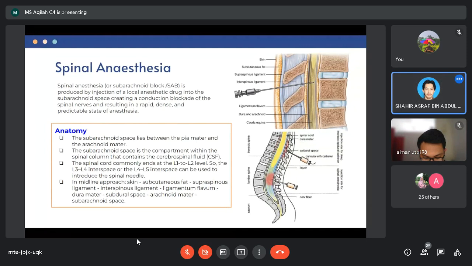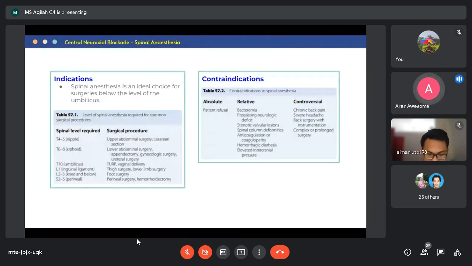Okay. Next. Okay, we go next. And there are some indications and contraindications in spinal anesthesia. Usually spinal anesthesia is an ideal choice for surgeries below the level of the umbilicus, and there is a certain level required in spinal anesthesia for each surgical procedure that has been listed here.